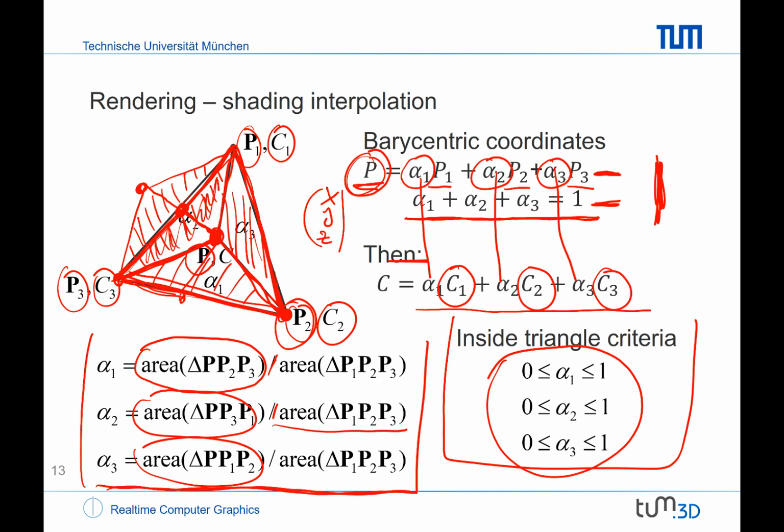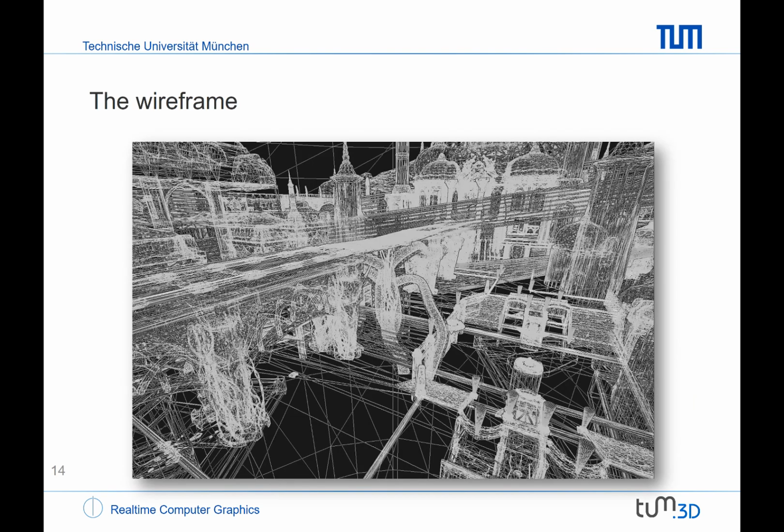We could use reflection properties. We could use, we will later on come to texture coordinates. Whatever we specify here at the vertices, once we have the barycentric coordinates, we can just smoothly interpolate these attributes across the triangles by using barycentric interpolation. So yeah, and now we are almost done. So here we have again the wireframe representation of the scene. We have, I think, looked at it in the previous lecture already.